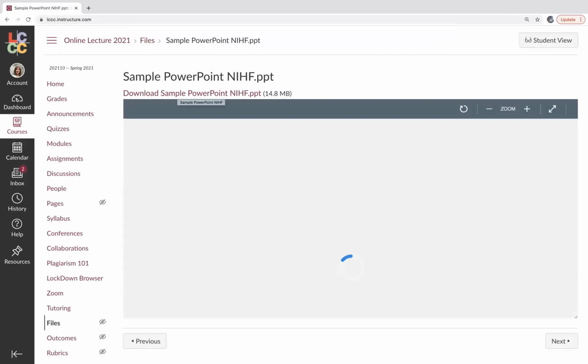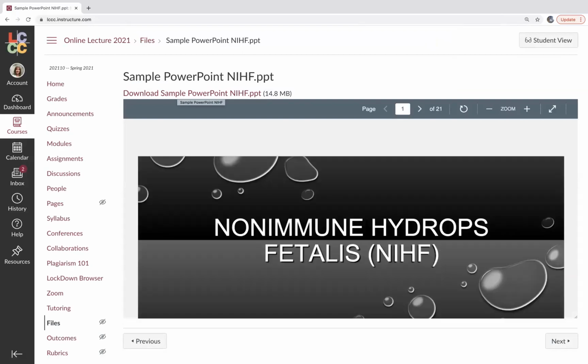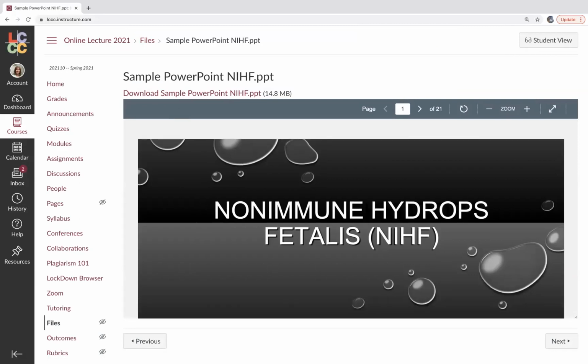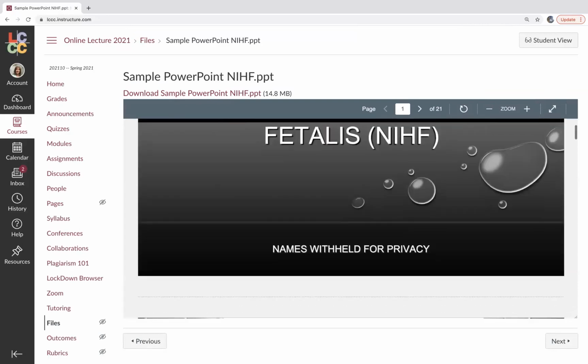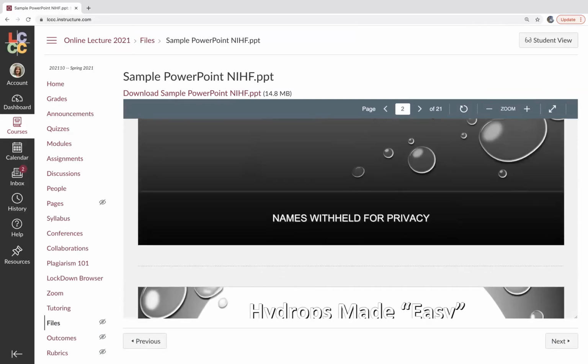Now, the sample was an excellent sample of a group project, but it was not at 100% grade, which means there were some things that they didn't have. So, and I will go over that. So they did this on non-immune hydrops fetalis. I took their names out for privacy purposes.